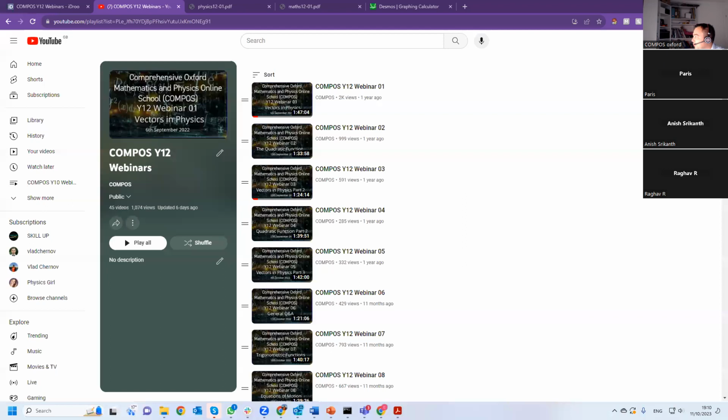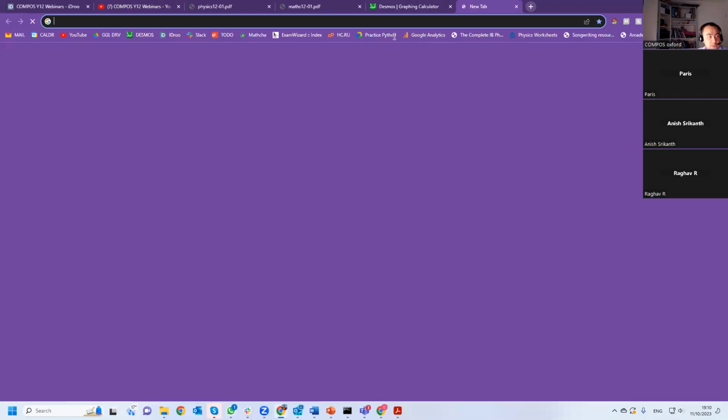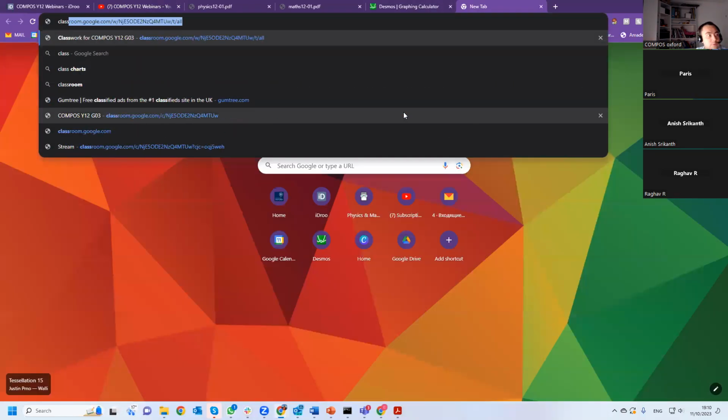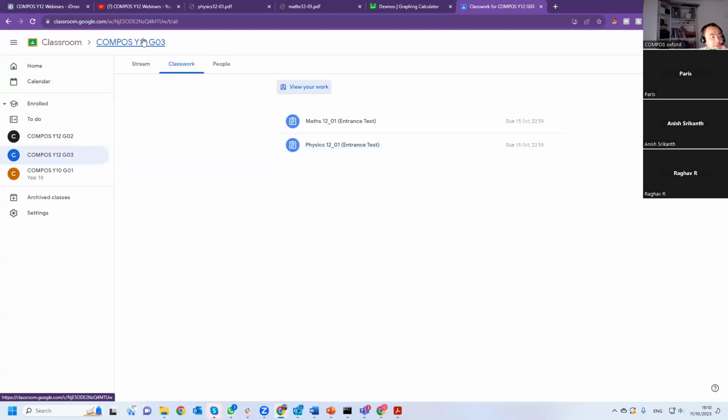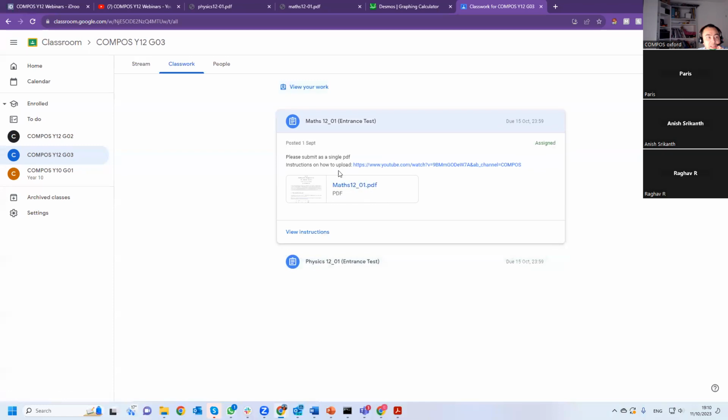Do we combine the photos of the assignment in one PDF? Yes, one PDF for maths and one PDF for physics. If you go to your Google Classroom, I'm in group year 12 GU3. So you have maths 12, physics 12. There's an instruction on how to upload, so please watch that.